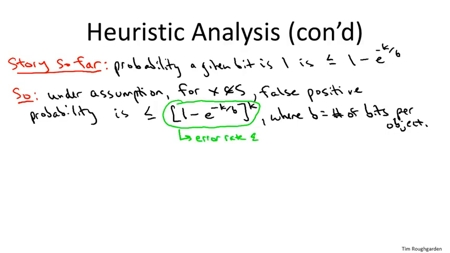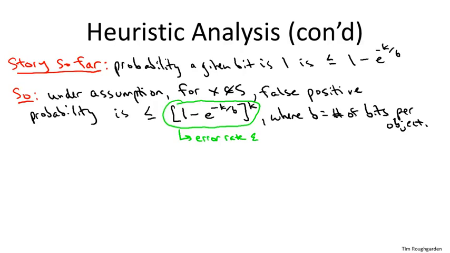And again, as b goes to infinity, as we use more and more space, this exponent goes to 0, so 1 minus e to that quantity is going to 0 as well, and of course once we raise it to the kth power, it gets even closer to 0. So the bigger b gets, the smaller this error rate epsilon gets.